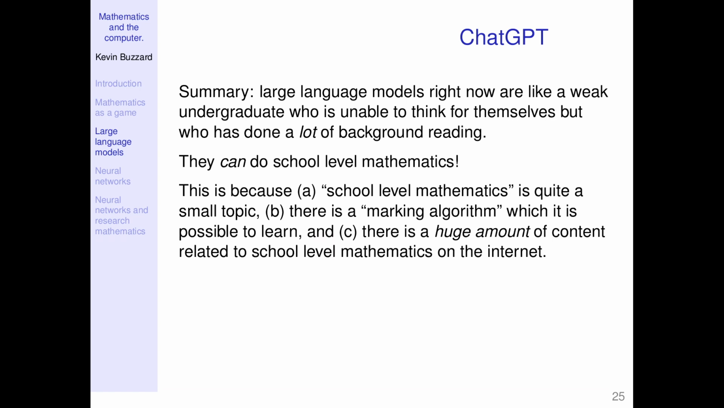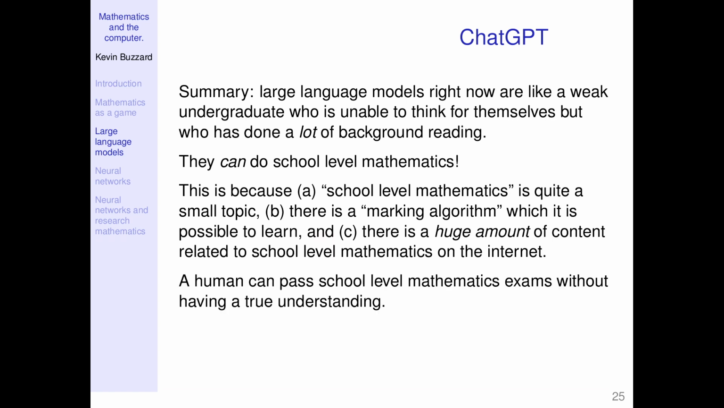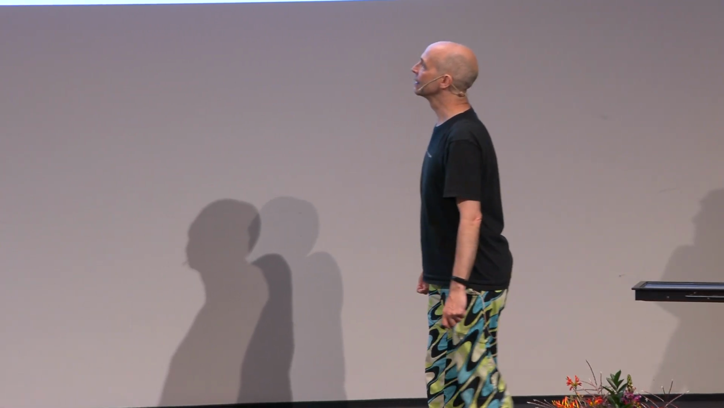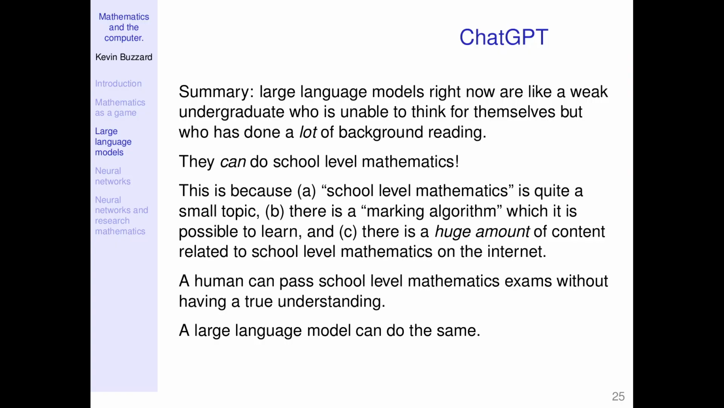And of course, the other thing is there's a huge amount of material related to school-level mathematics on the internet. And if these exams just failed 60% of people, they would not be great, right? So the point is, you can pass a school-level mathematics exam without having a true understanding of what's actually happening. And these systems do not have any understanding of what's happening. They're just very good at pattern matching. And so that's why these things are passing school.